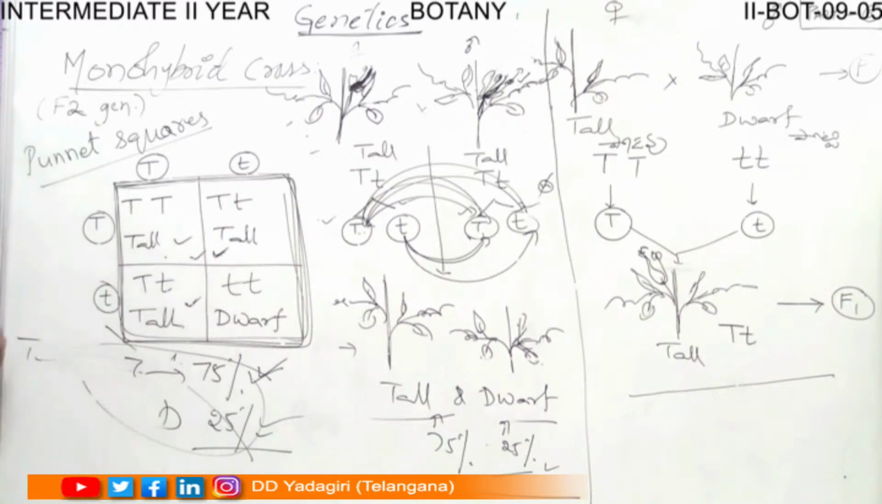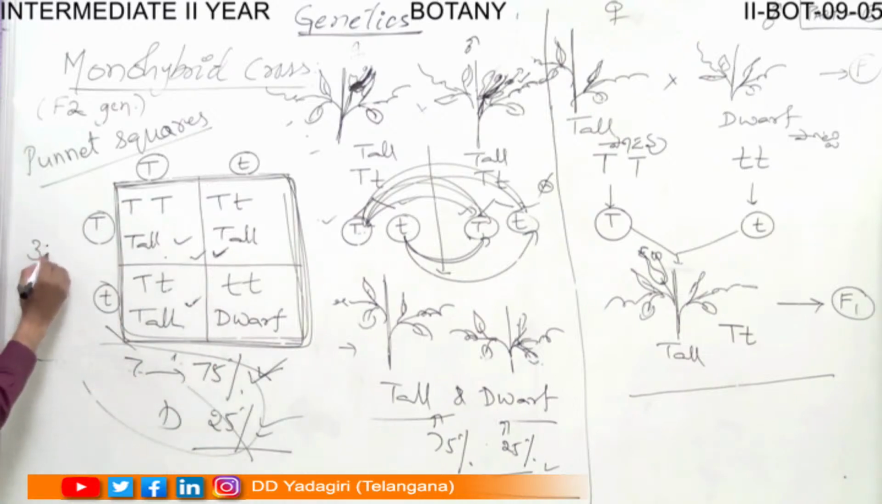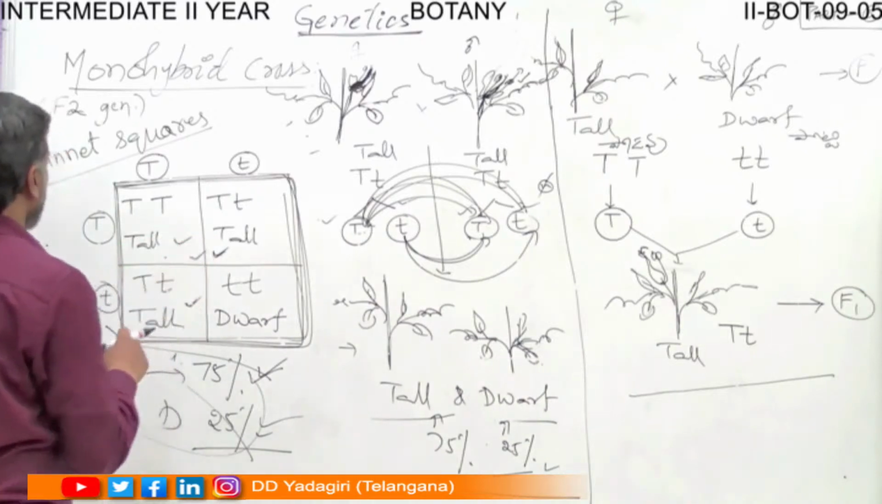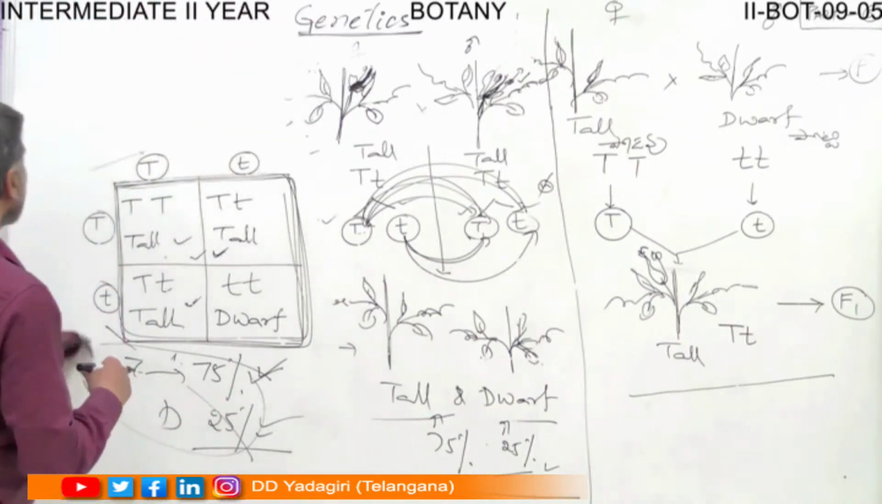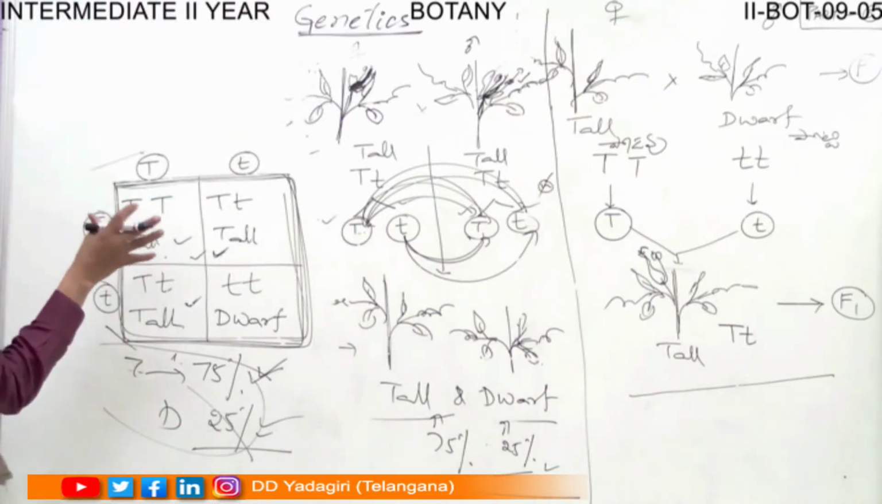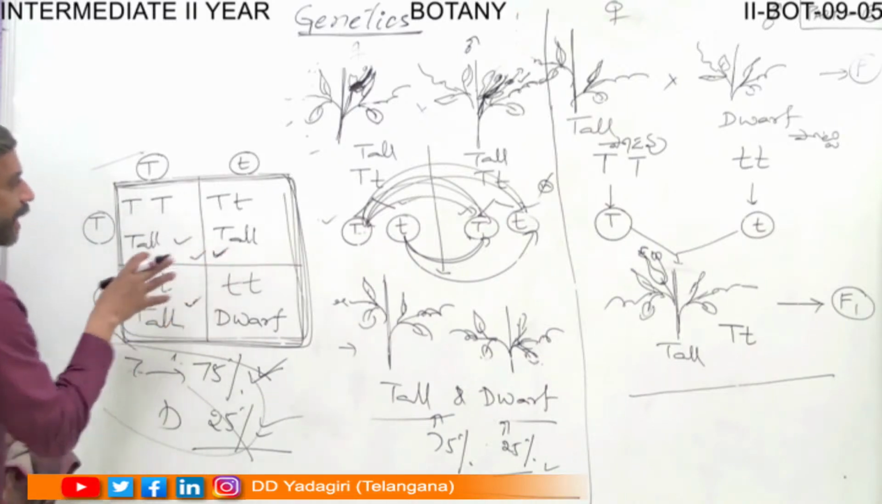Phenotypically 3 plants are tall here, and phenotypically only one plant is dwarf. So what is the phenotypic ratio of F2 generation? We can ascertain the phenotypic ratio by seeing this random mating.